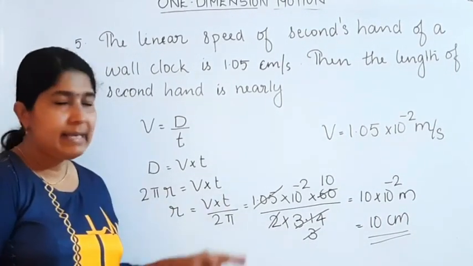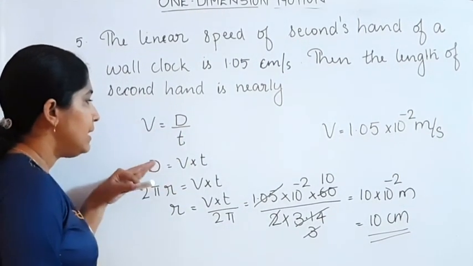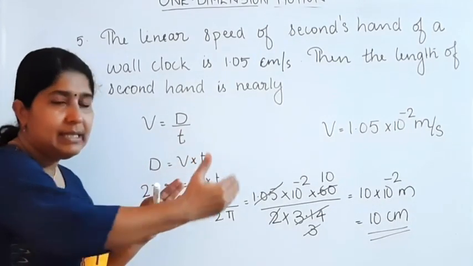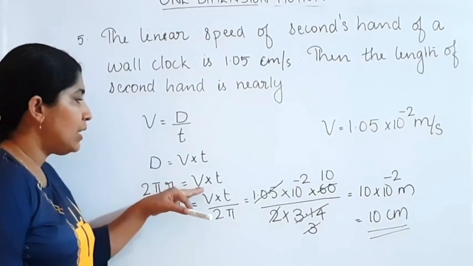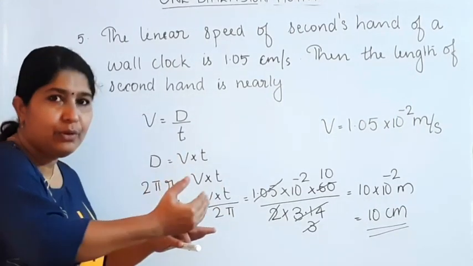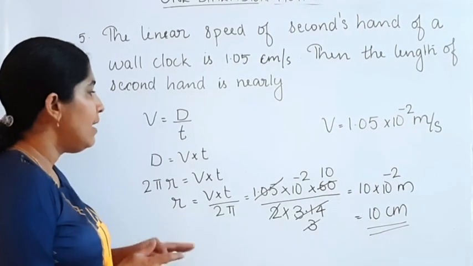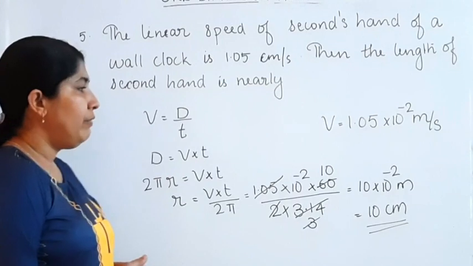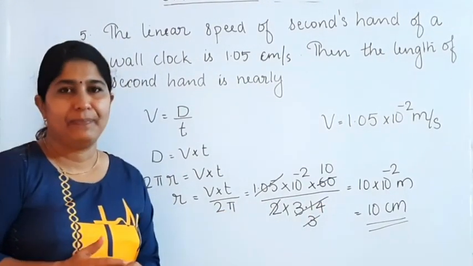In this case, we can use the formula velocity is equal to distance by time, so distance is equal to velocity into time. The distance travelled in one rotation is equal to 2 pi r, so 2 pi r is equal to v into t. The time taken by the second hand to complete one rotation is 60 seconds. Therefore t is equal to 60. On solving, we got the answer as 10 centimeter.